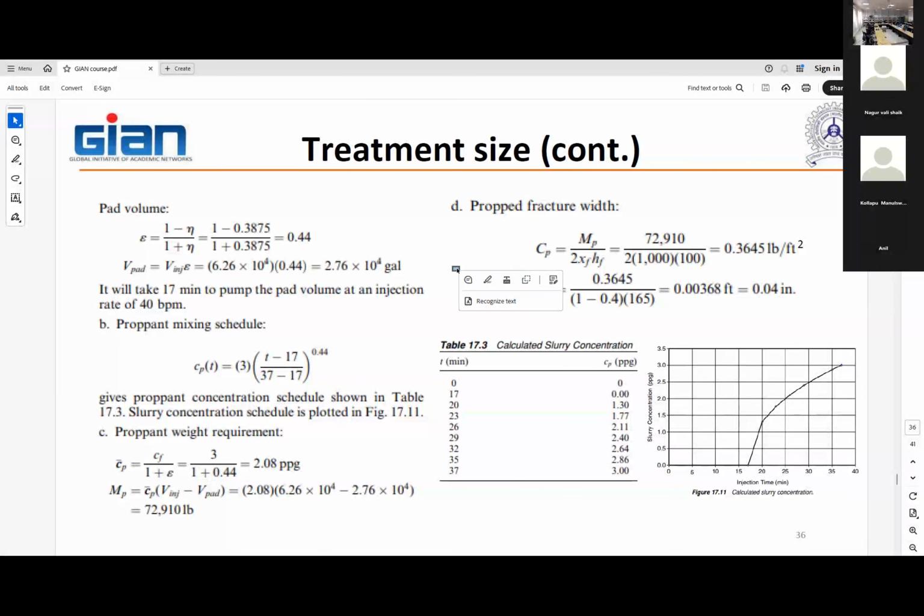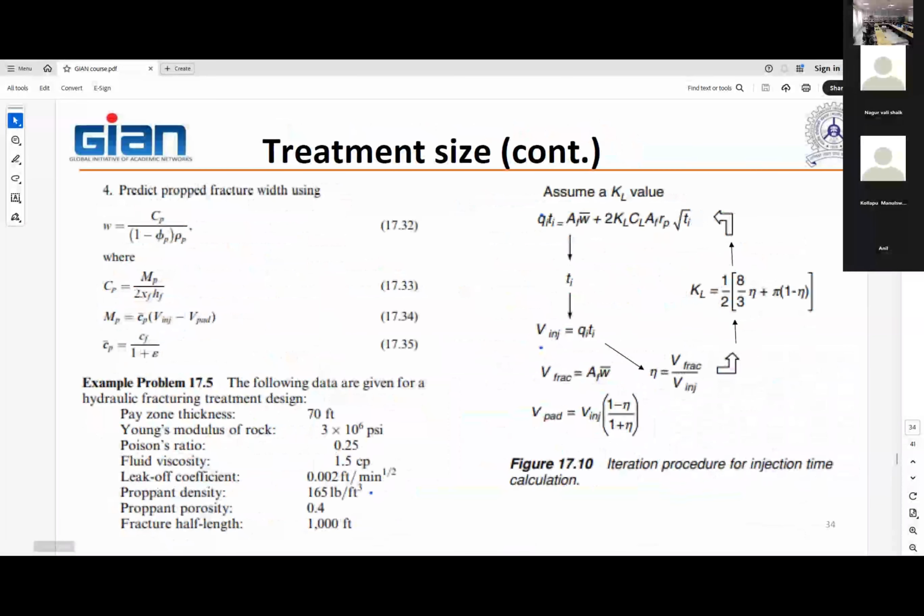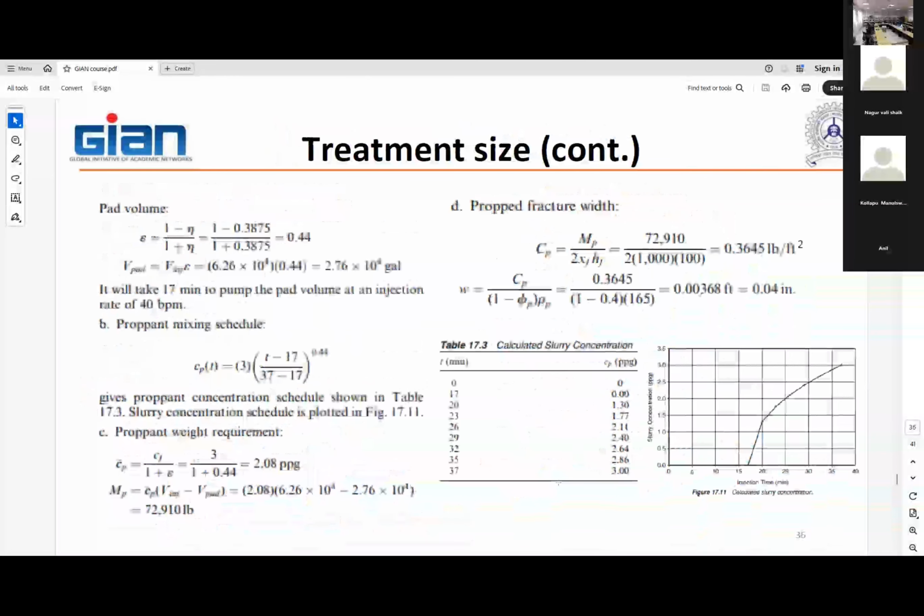So what is the average fracture width? The concentration per foot square divided by 1 minus proppant porosity times the proppant density. So 40% porosity of the proppant times 165. Where do this 0.4 and 165 come from? Look at this, the porosity is 0.4, so 40% porosity in the proppant pack, and the density of the proppant sand is 165 pounds per foot cube. So that's what we are putting in this formula.